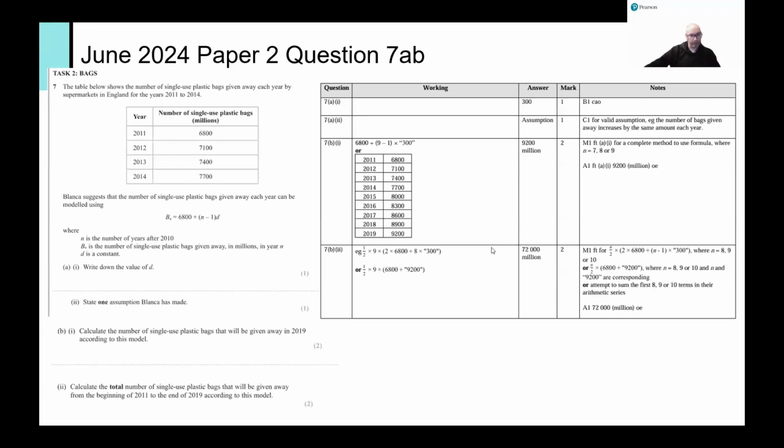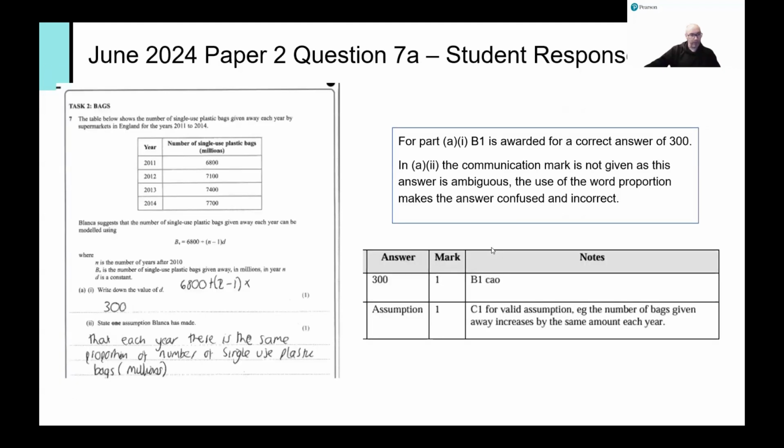Series going on there. So here's a response. They've got to write down the value of D. They've written 300. They've got that correct.